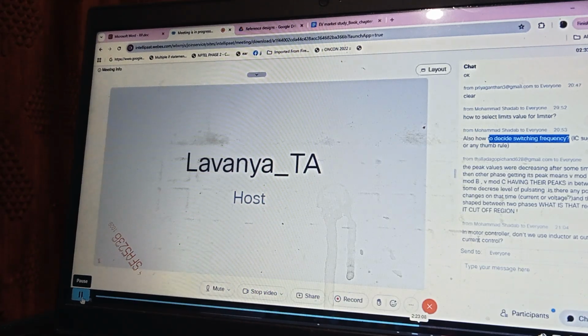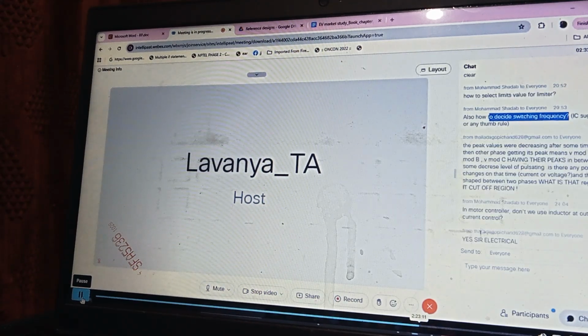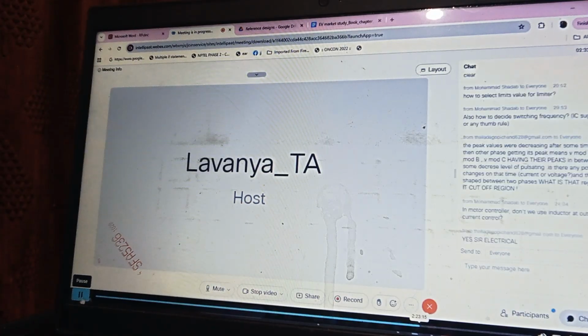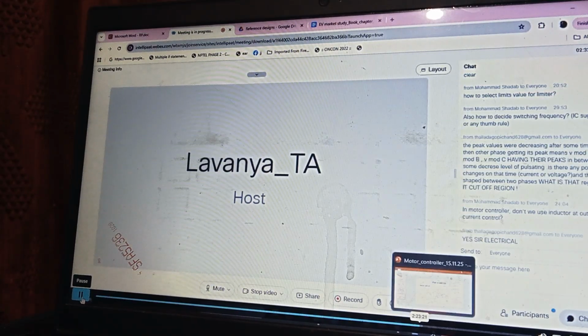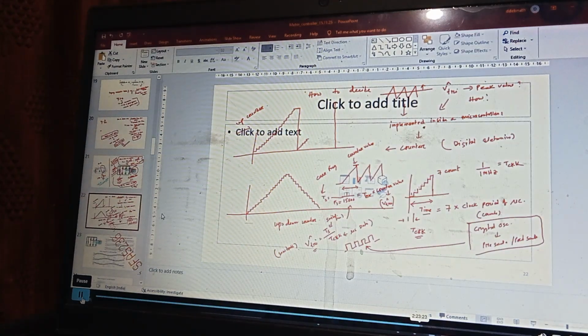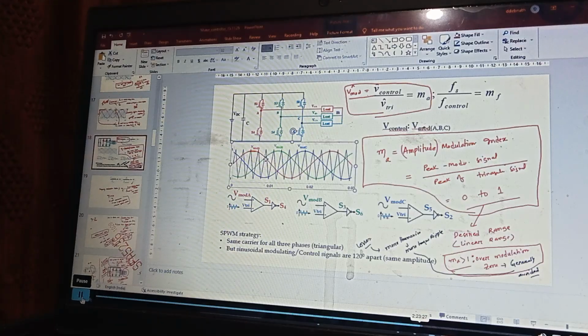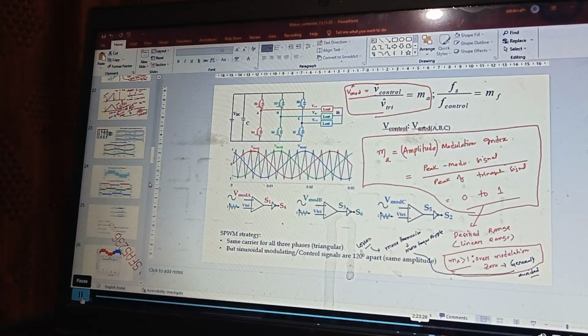In between, yes sir, electrical. Okay, then I can give you a short answer. Thank you for that. The first thing you asked: the peak values were decreasing after some time. I don't know with respect to what. So let me first take up that diagram, that will help me. Maybe you are referring to this one. Just give me a minute.